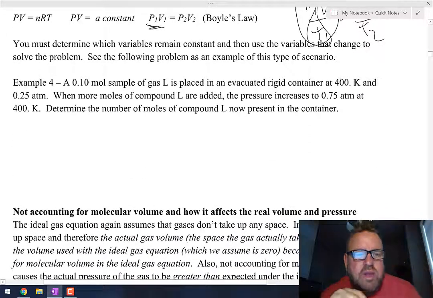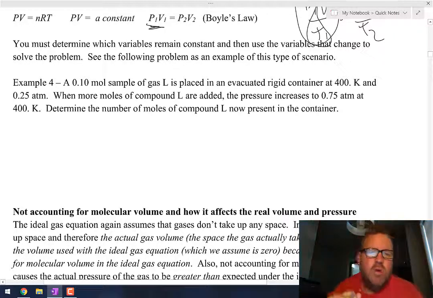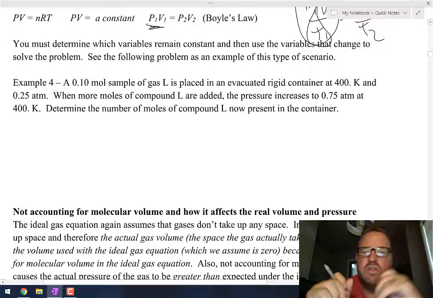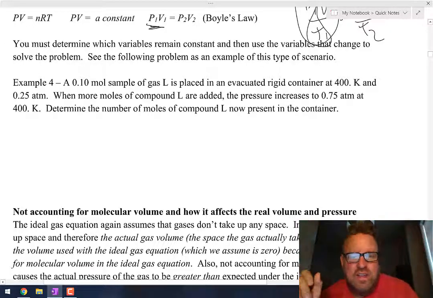A 0.10 mole sample of gas L, some made-up gas, is placed in a rigid container at 400 Kelvin and 0.25 atmospheres. When more moles of compound L are added, so the moles are going up, the pressure increases to 0.75 atmospheres at 400 Kelvin. The temperature hasn't changed, obviously. Determine the number of moles of L now present in the container.